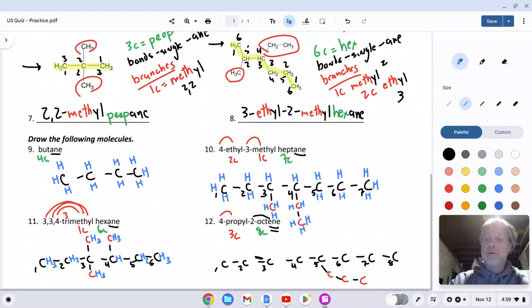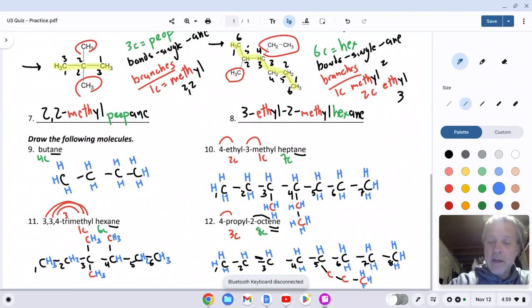Okay. Now all I have to do is go back and add hydrogen so that every carbon has 4 bonds. So I'm going to do that by adding the hydrogen separately again, because some people really respond well to that. So there's 1, 2, 3, up to 22. Okay. So that's how we would draw that structure. So that's 4-propyl 2-octene.